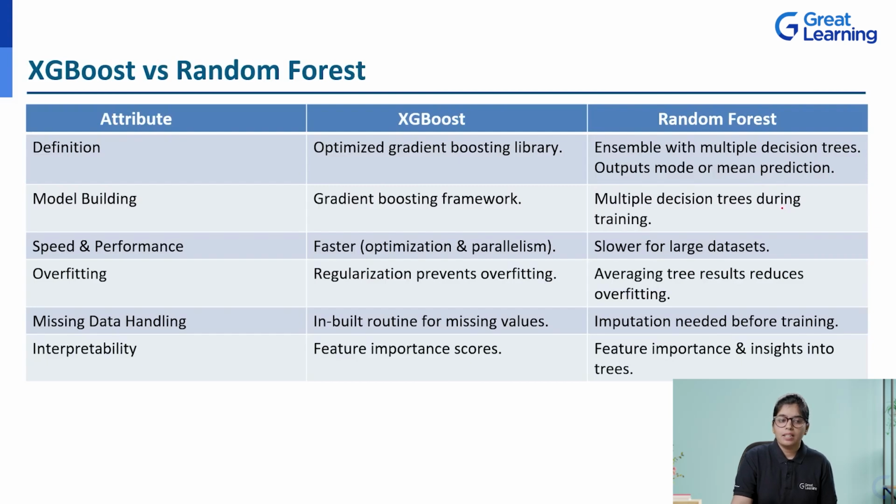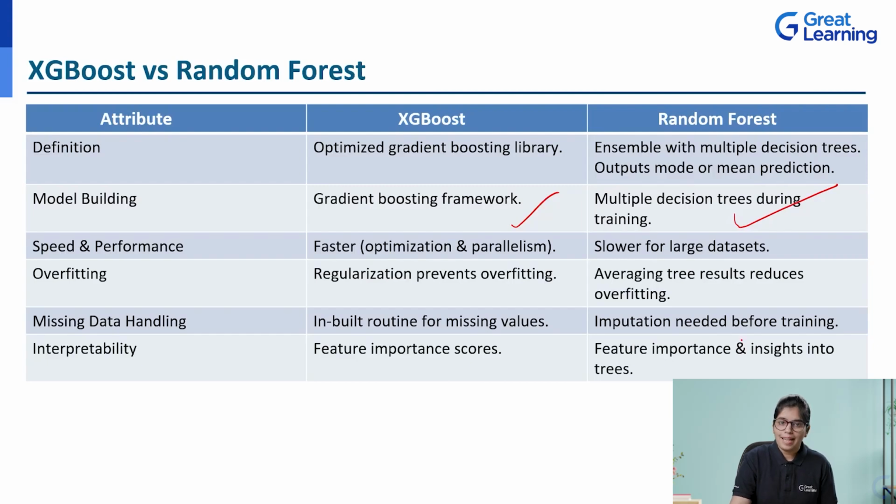The second is the model building part. XGBoost's model building is based on the gradient boosting framework. If we talk about random forest, the model building is based on multiple decision trees during training. The next point is speed and performance.